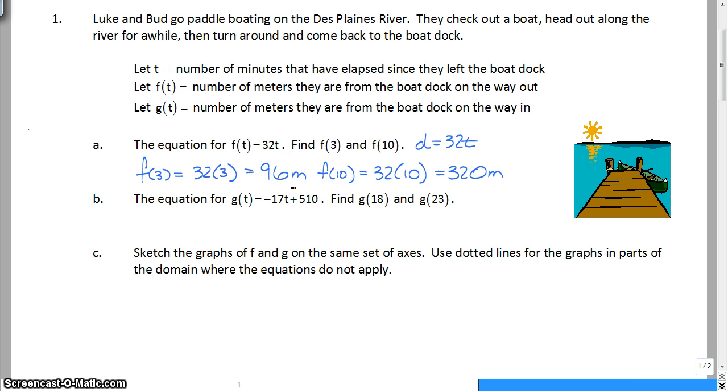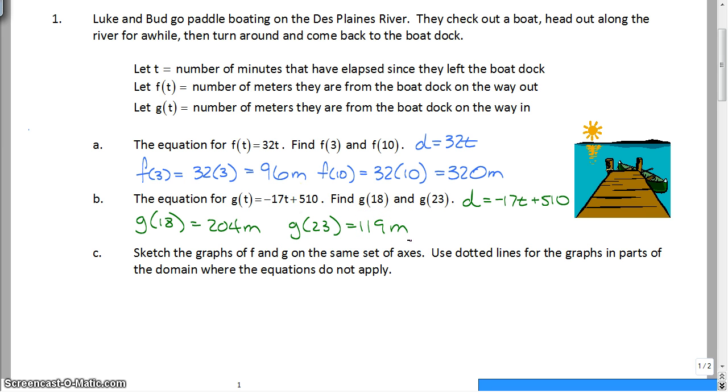Equation B, we're told, is negative 17t plus 510. Now, another way to look at that is the same as before. The distance from the dock is negative 17t plus 510. So if we're going to find G of 18, that's going to be 204 meters. And if we find G of 23, that's going to give us 119 meters.